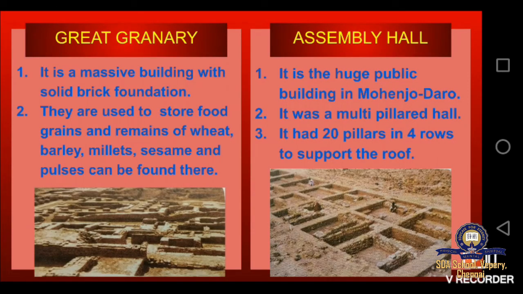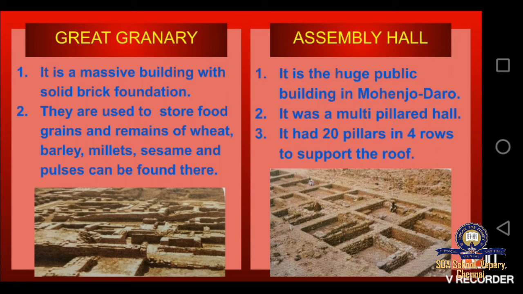So then comes the great granary and the assembly hall, like you see in the pictures. The great granary is a massive building with a solid brick foundation. They are nothing but storehouses. They stored grain, wheat, barley, millet, sesame, and pulses. So these great granaries stored the grains that they got in the harvest through their agriculture. They couldn't store everything in houses, right? So they stored everything in the great granary and took them when they wanted them for use.